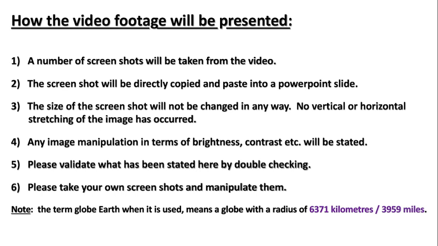4. Any image manipulation in terms of brightness, contrast, etc. will be stated. 5. Please validate what has been stated here by double checking. 6. Please take your own screenshots and manipulate them. Note: the term globe Earth, when it is used, means a globe with a radius of 6,371 kilometers or 3,959 miles.